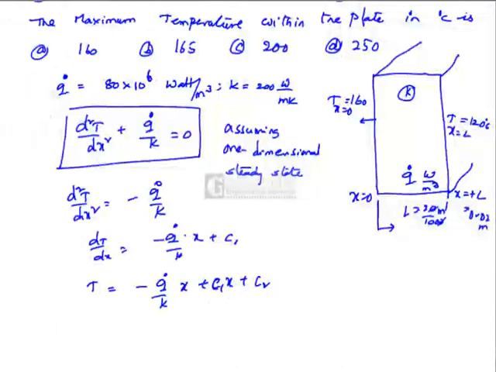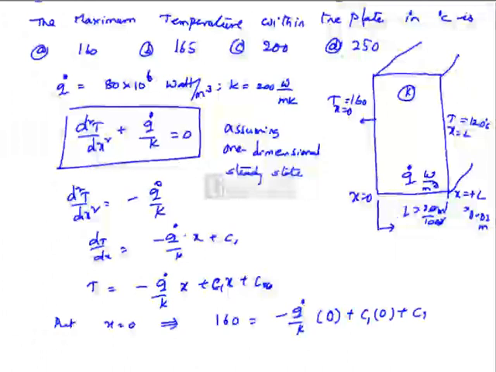So we need to calculate C1 and C2 from the two known boundary conditions at x is equal to 0 and at x is equal to L. Put x is equal to 0, implies temperature is 160 is equal to minus q dot by k into 0 plus C1 into 0 plus C2, implies C2 is 160.